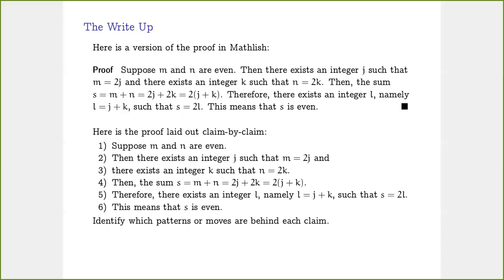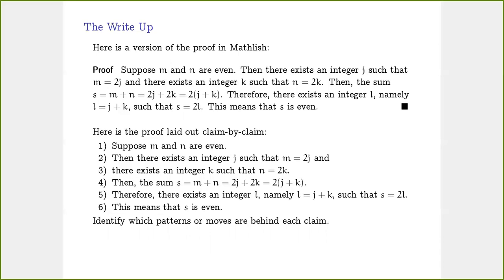Here's the proof laid out claim by claim. Now, each sentence here, each claim corresponds to one of the patterns we mentioned. For example, suppose M and N are even. Well, we've chosen names M and N, but when you suppose that M and N are even, that's because behind the scenes we are realizing that we are proving a guarantee, an implication, and we're supposing the condition of that guarantee is true in order to show that the conclusion in step 6 is true. So the proof from concluding 1 and 6 is that first pattern about how to prove a guarantee.